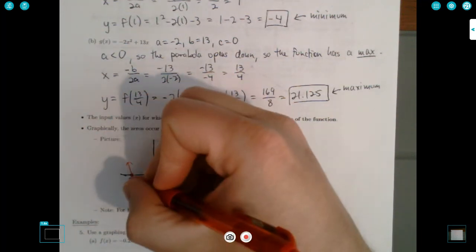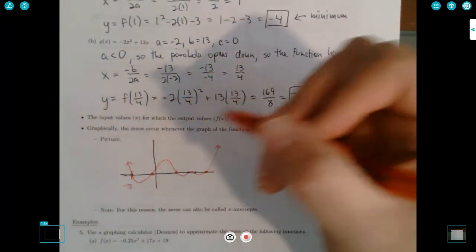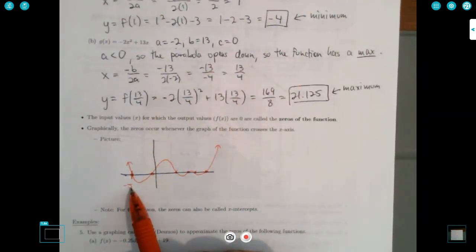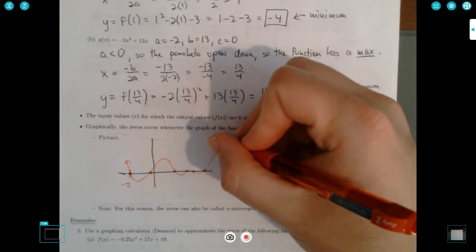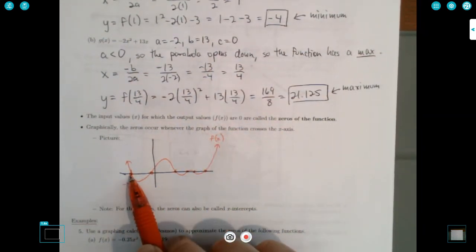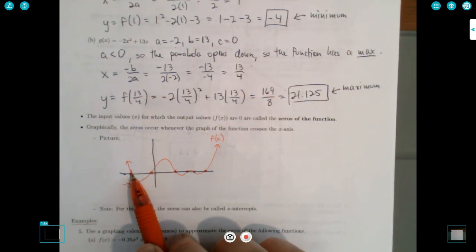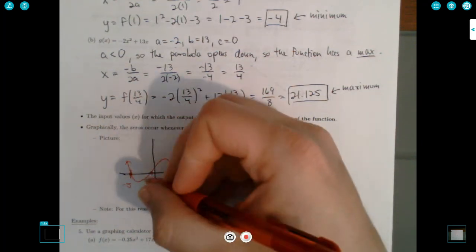when you plug in this x value, so let's say that this is like -5 or something. When you plug in x equals -5 to this function, we'll call this function f of x, the output value is 0, right? Because your y coordinate is 0. And same thing when you plug in whatever this number is.